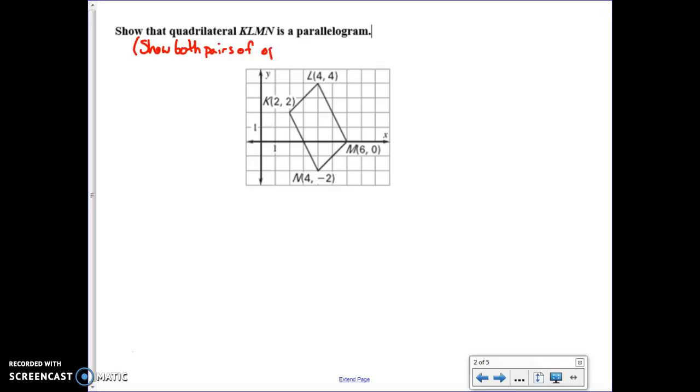of opposite sides are congruent. Now, how do we show they're congruent? We show that they have the same length. So remember, length is our distance formula. So D equals, and then we'll have a big square root. We're going to subtract the two x values and square it, and then subtract the two y values and square it.